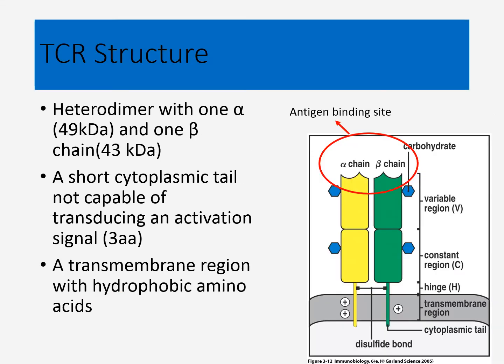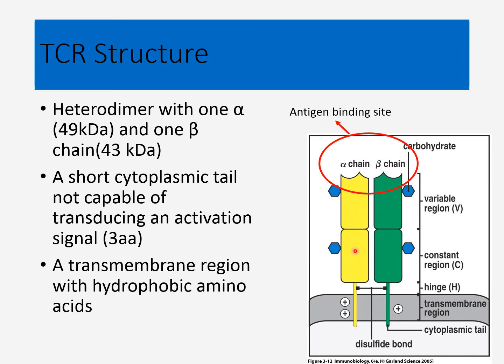Now let us look at the structure of a T cell receptor in detail. A T cell receptor is made up of two chains, alpha chain and beta chain. So basically it's a heterodimer. An alpha chain is about 49 kDa in size and the beta chain is slightly smaller, about 43 kDa.